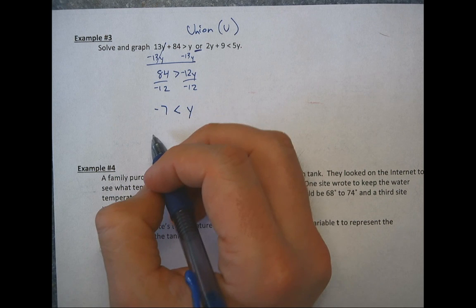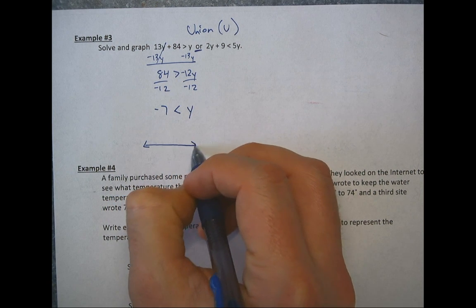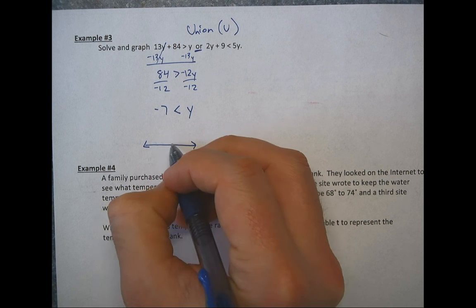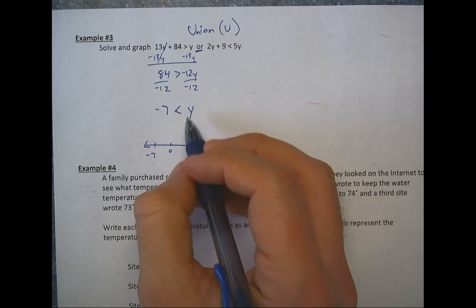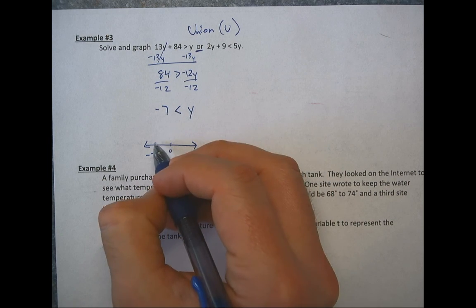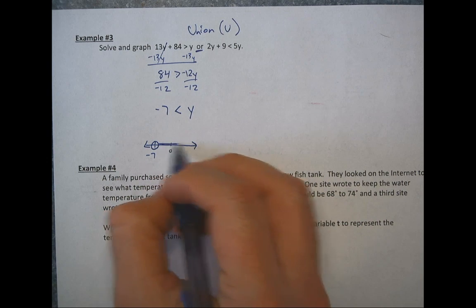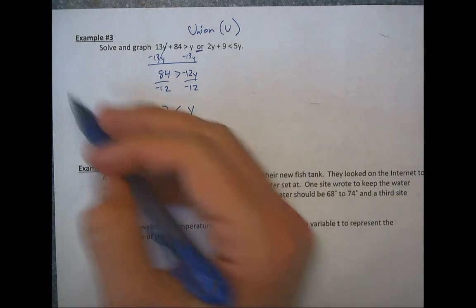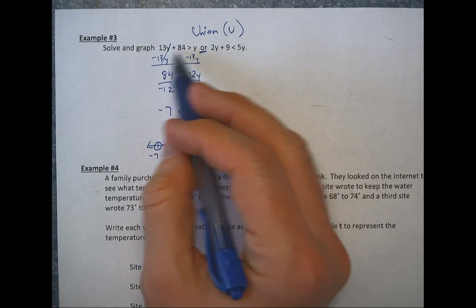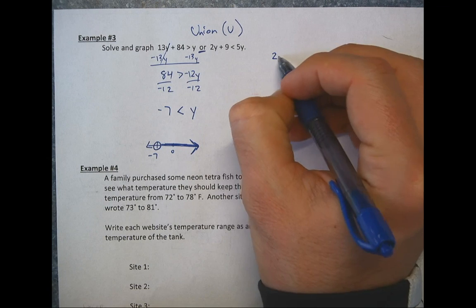So let's graph this one just individually. So here's 0. Here's negative 7. Y needs to be greater than negative 7. So not included. So everything greater, on forever. Now that's not the solution to this whole problem. That's just the first one. So now let's complete this one. And for the sake of space, I'm going to move it over.